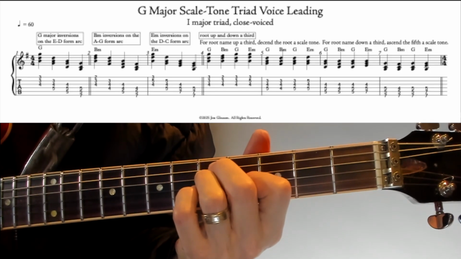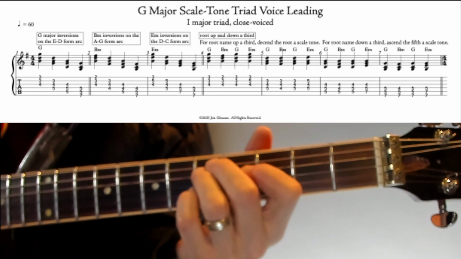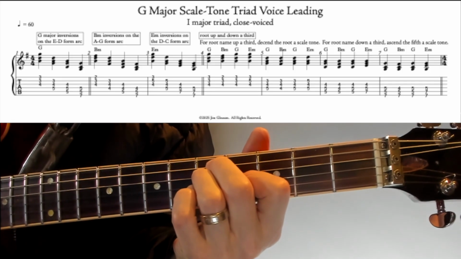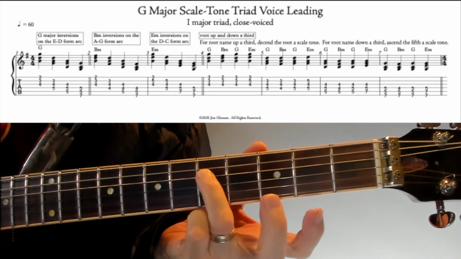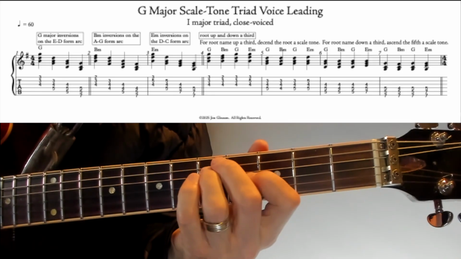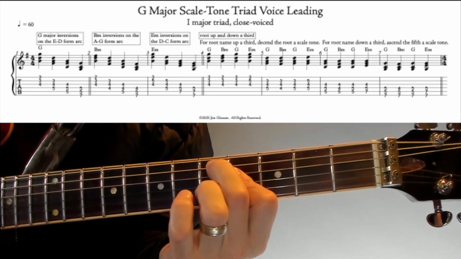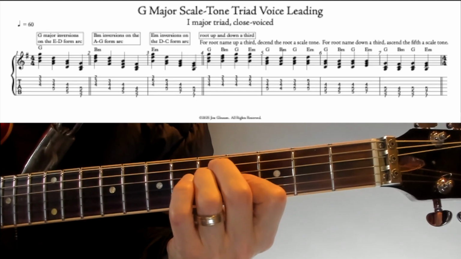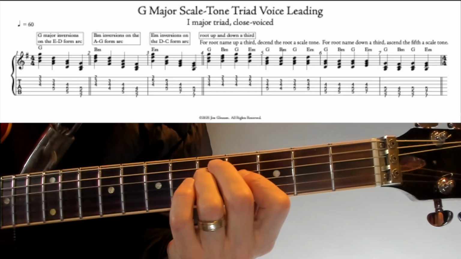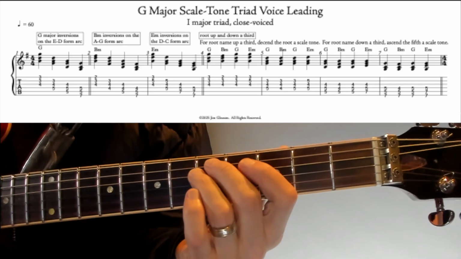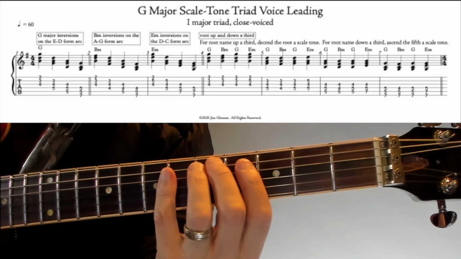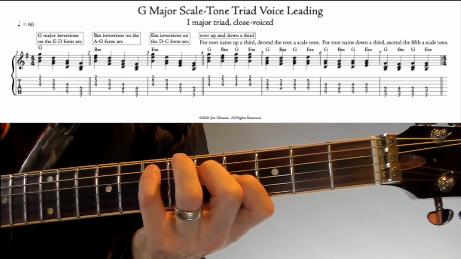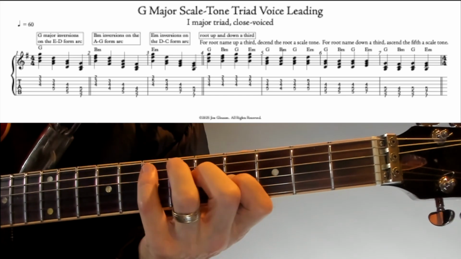Next, on strings 5, 4, 3, G major tones 5, 1, 3. To go to B minor, the root has to go down a scale tone, so from here to here. So bar there. Back to G, and then to go to E minor, this is 5th, root, 3rd. I have to raise the root a scale tone, so that's G to E minor.